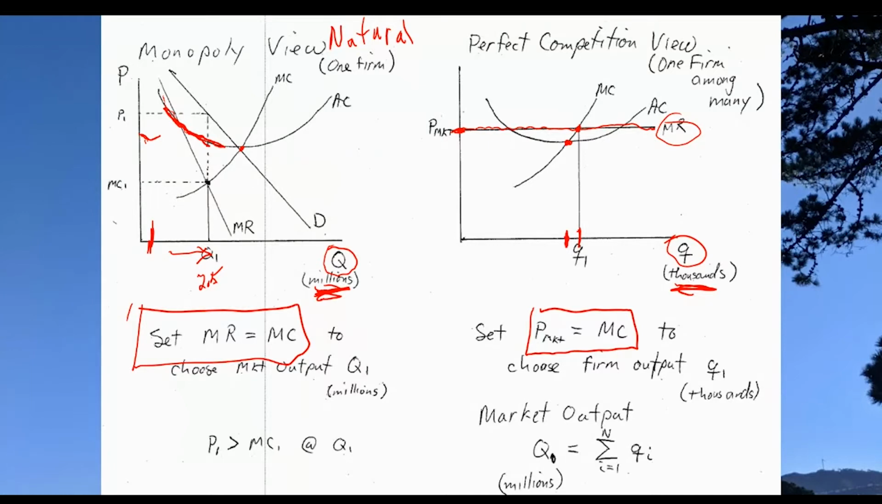All right, so that's the difference. Notice we're looking at marginal revenue downward sloping here, marginal cost here. That's how we're finding this condition.